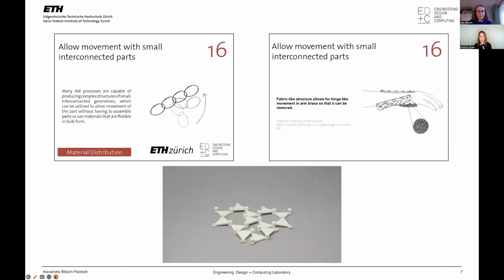Then on the next slide, we have allow movement with small interconnected parts. This is a big advantage of AM, that you can create something like a chainmail, for example, that would, using conventional methods, be very difficult and take a lot of manpower and effort to get to. And here you have an example of a brace with a small interconnected section to make it flexible for the patient. And then at the bottom, we have a flexible triangle system that was developed by a student at our lab.